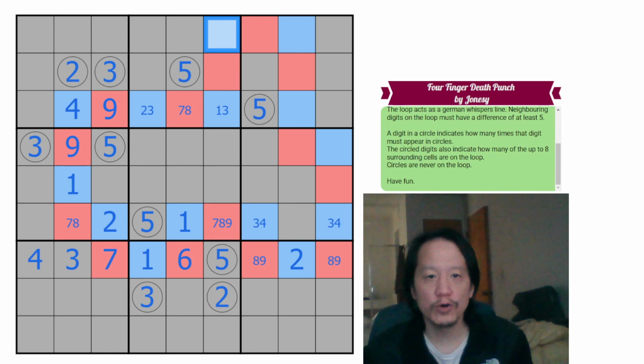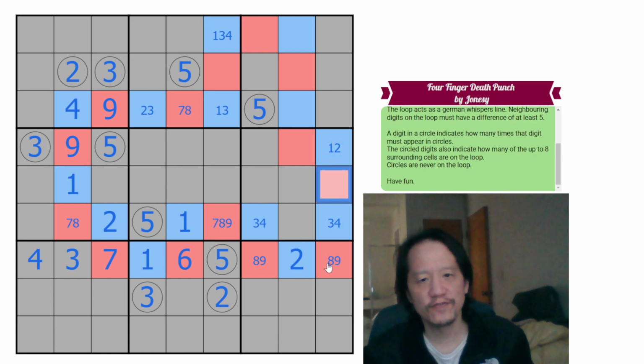This is 1, 3, or 4. This is 3 or 4, this is 3 or 4, this is 1 or 2. So this is 3 or 4, which means this has to be 8 and 9. So therefore this can't be 4 because it can't be next to two unique numbers. Therefore this is 3, which makes this 4, which makes these 9 and 9. Therefore this is 8, which makes that 9.